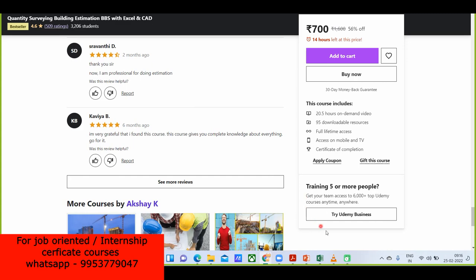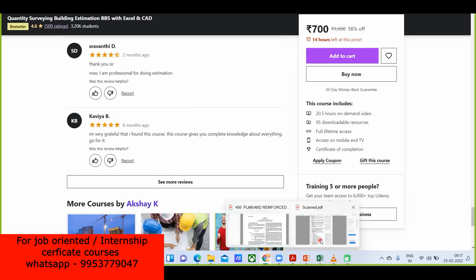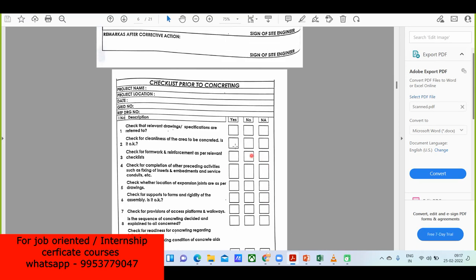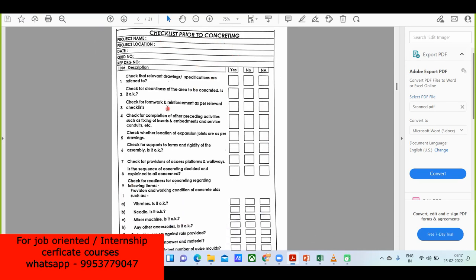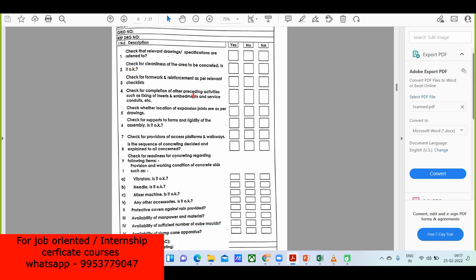Yeah, so we'll go back to the video again, and of course, the checklist I'll show you once again. Now coming to the checklist, what is written here? Checklist prior to the concreting. Even before you do the concreting, this I have already explained. Check for the cleanliness of the area and all.